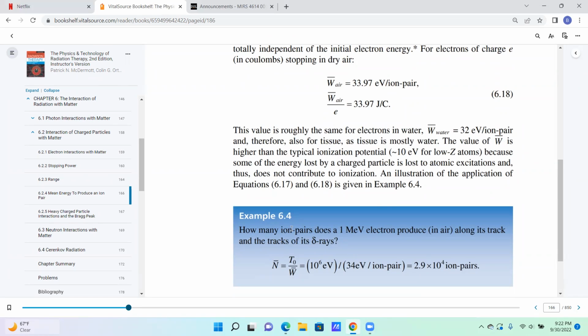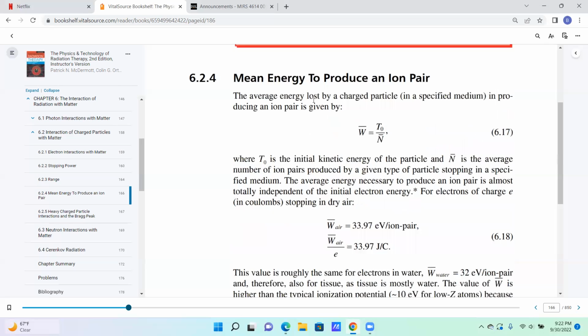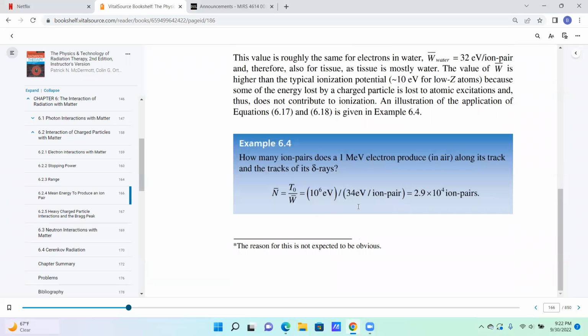So if you look at the example here, how many ion pairs does a 1 MeV electron produce in air along its track and the track of its delta rays? You know what the initial energy is here. You know here what the average energy lost by a charged particle is. So if you take that divided by that, you get this number of ion pairs produced.